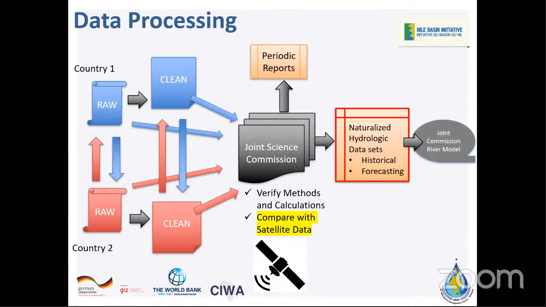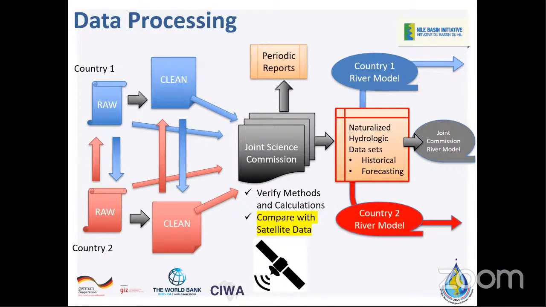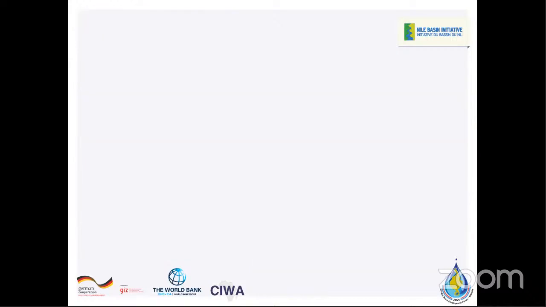And from there, that allows joint modeling, or the joint commission to do modeling, or the individual countries doing their own modeling, but based on the same sound scientific input information from either country to be able to do their own individual analyses. So that Joint Science Commission really plays the central role to generate the hydrologic data set, and that utilizes both the ground data as well as the remotely collected data as well.